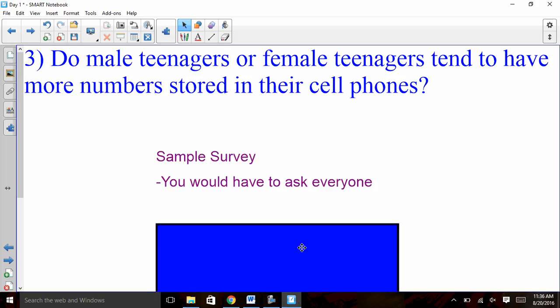If not, you're going to have to attempt to try and count all of their contacts in their phones without them watching. You can't really test it because you're not saying, is it going to be male or female? You're not going to say males have it versus females have it. You just want to know this answer. You want to know the specific answer, so therefore it's a sample survey.